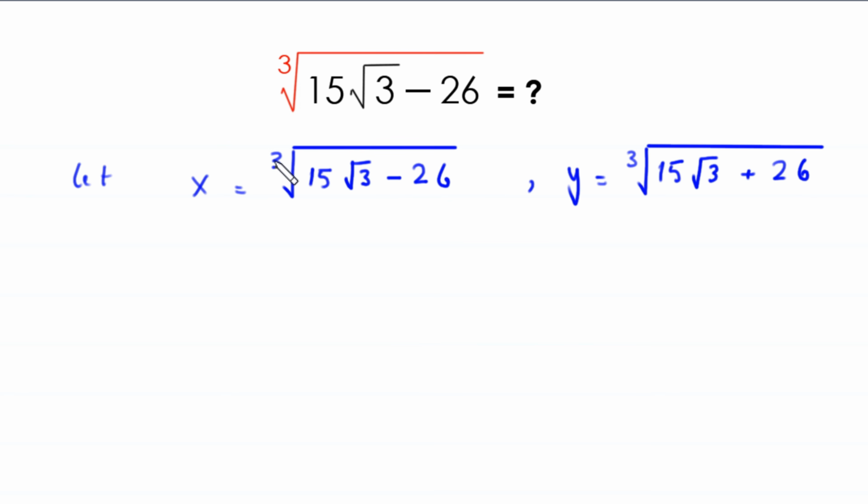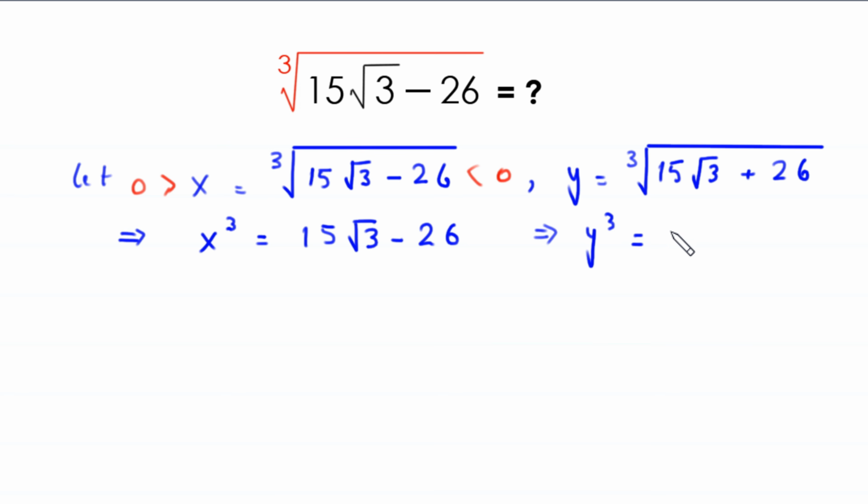Since this expression, the cube root of 15 times root 3 minus 26, is less than 0, we note that this x must be less than 0. Now if we take a cube of both sides of this equation, this implies that x cubed equals 15 times root 3 minus 26. And if we take a cube of both sides of this equation, this implies that y cubed equals 15 times root 3 plus 26.